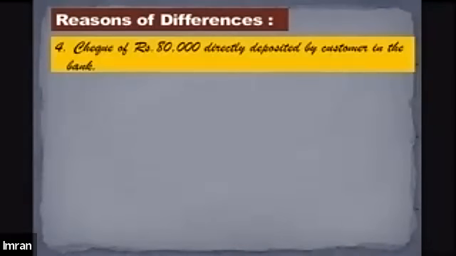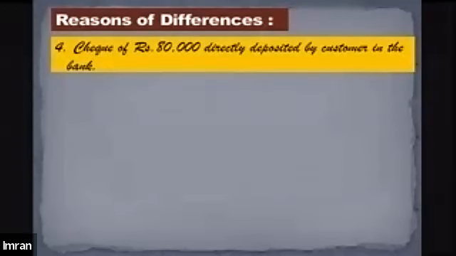Okay, anyway, let's move to the next reason that may lead to the difference. The fourth reason could be a check of ₹80,000 directly deposited by the customer in the bank. When a check is directly deposited into the bank by the customer, the bank is definitely going to record this event in the passbook, right? Because the check has been directly deposited into the bank by the customer. So this event is only in the knowledge of the bank. So the bank is definitely going to increase the overall balance by 80,000.